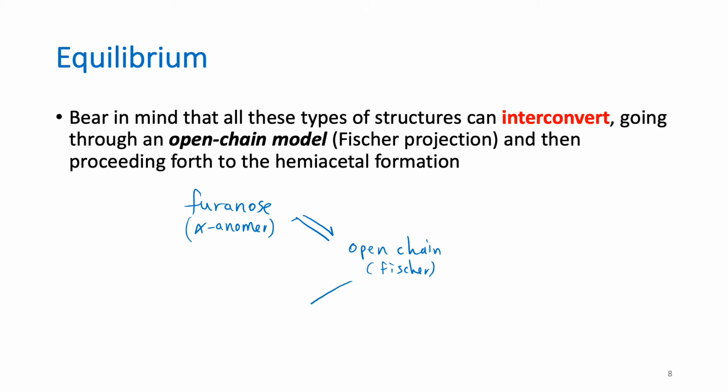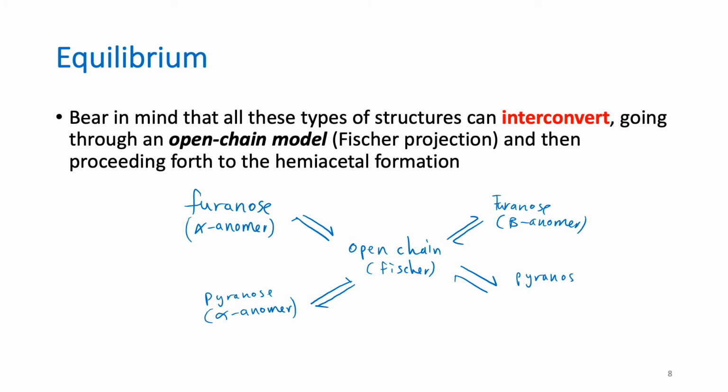And then it's in equilibrium with the pyranose alpha anomer, assuming you have enough carbons. Some molecules only exist as the pentose or the furanose, excuse me. It's also in equilibrium with the beta furanose. And lastly, equilibrium with the beta anomer of the pyranose. And this all happens through mutarotation.